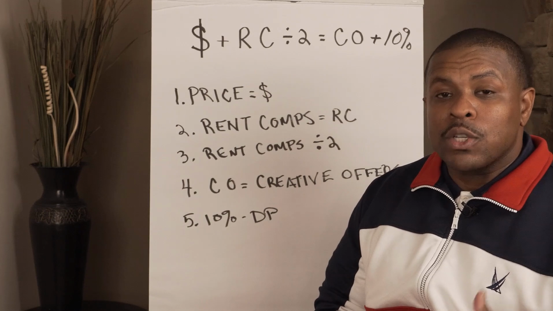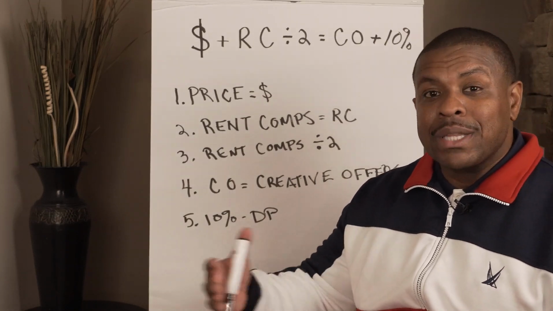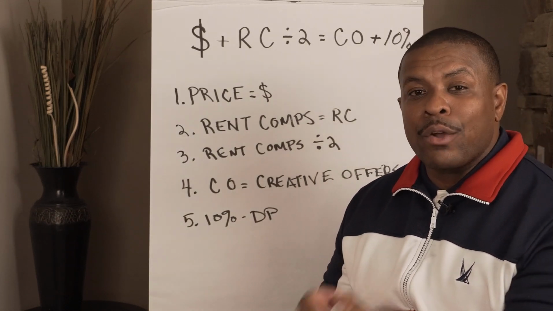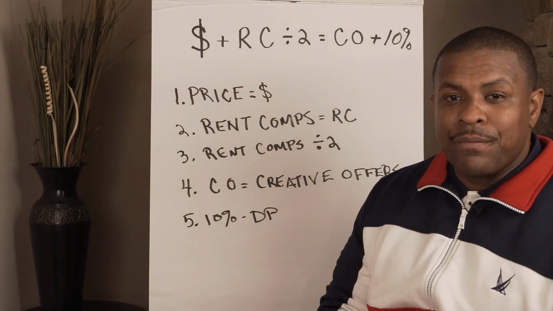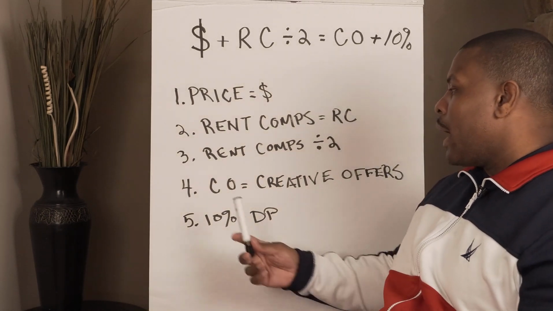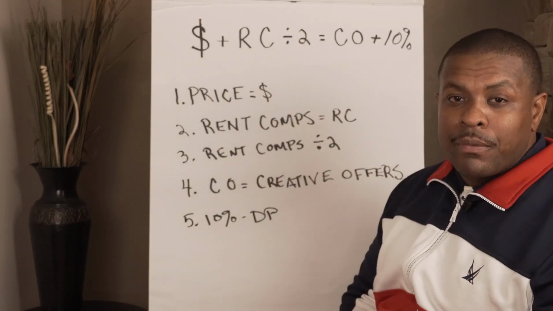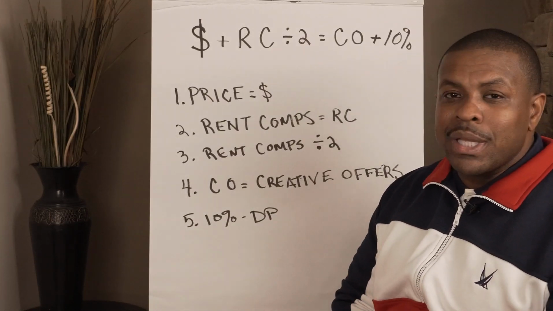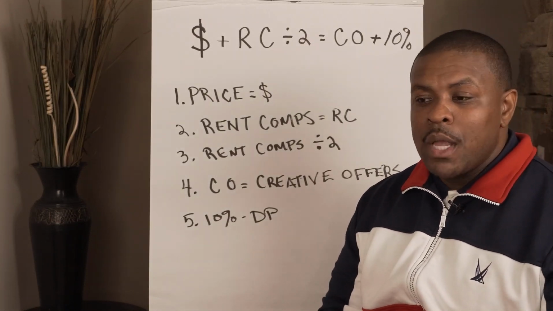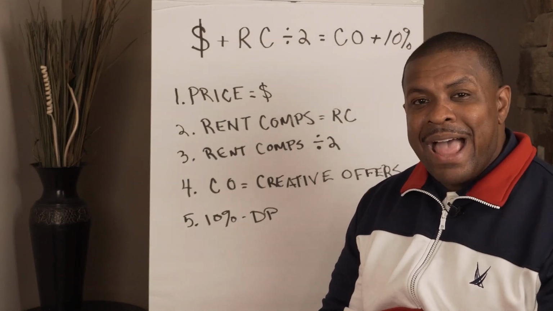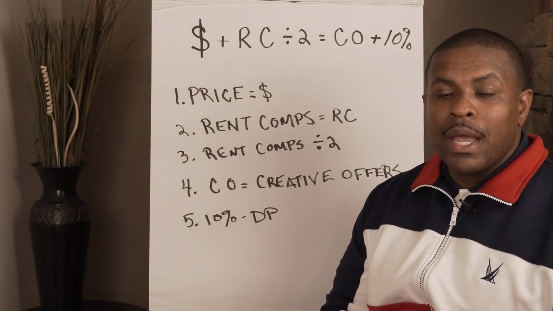So I know for certain that if I needed to rent that property for $1,000, I can rent it and make a clean profit on this property. And that's going to be my creative offer to the seller. So the formula is really simple. Full asking price with 10% down and half of whatever the rental comps are in the area.